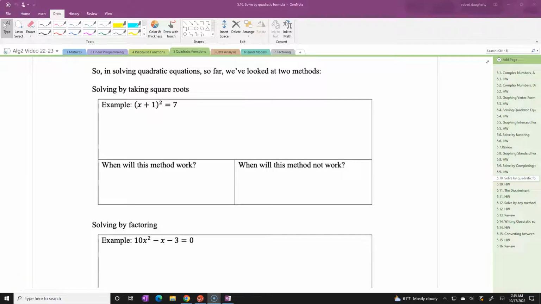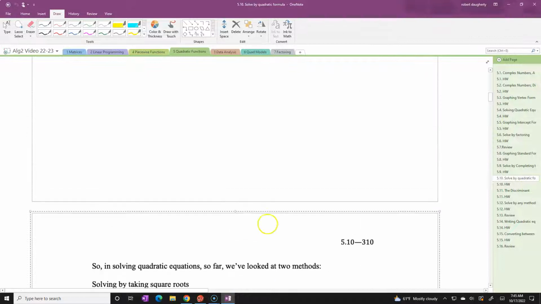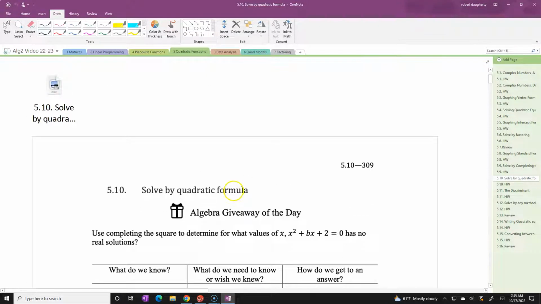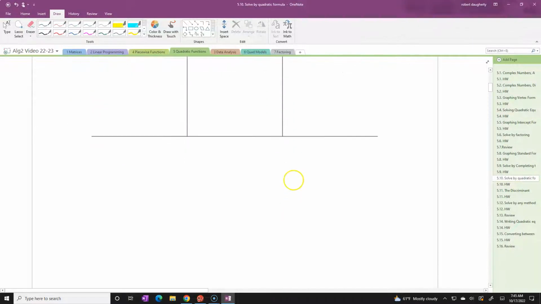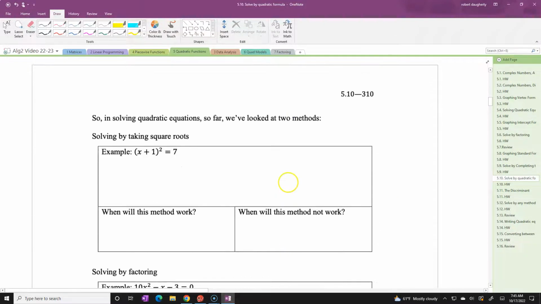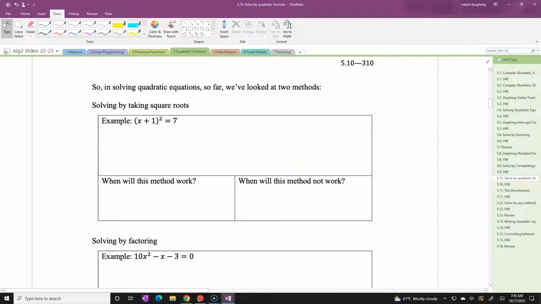Algebra 2, this is section 5.10, and we're going to talk today about something called the quadratic formula. So the quadratic formula is another way of solving quadratic equations that are in standard form. So far, how have we solved quadratic equations?